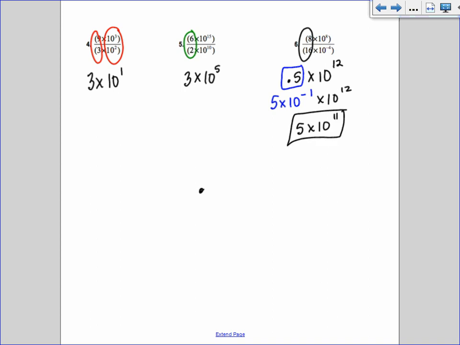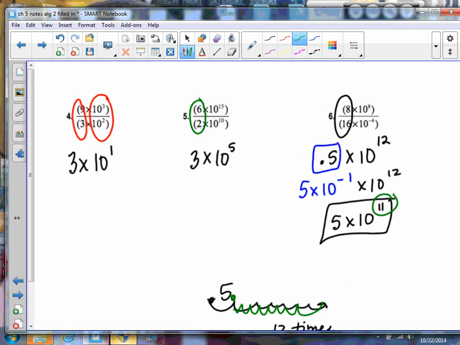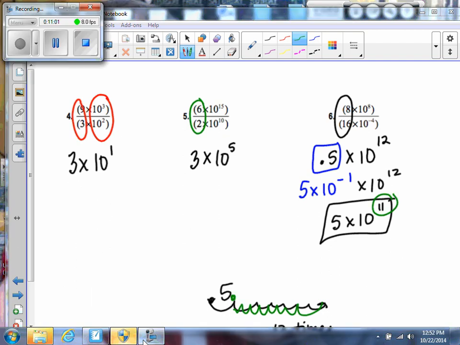Or you can do the thing that I was talking about where you think of that decimal place moving, so the number gets bigger 12 times. But to get it so that it's in scientific notation, you have to move it back to right here, 11 times. So it's 5 times 10 to the 11. Okay, does that all make sense? Okay, so let's do the next section.